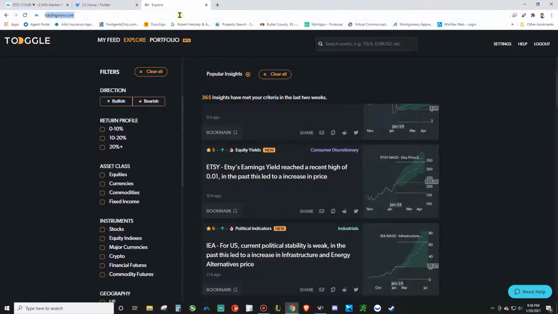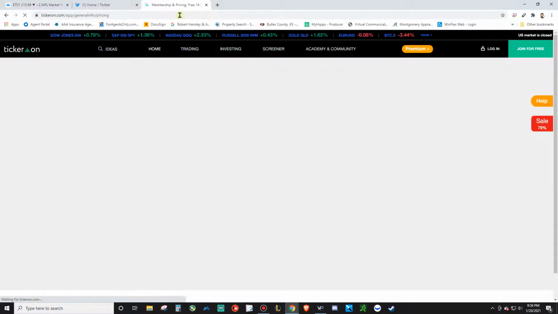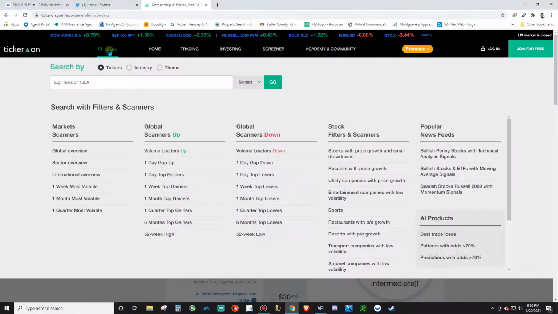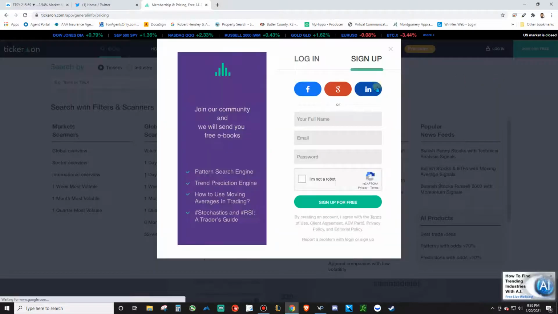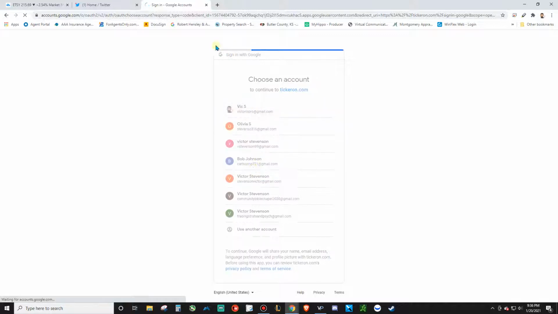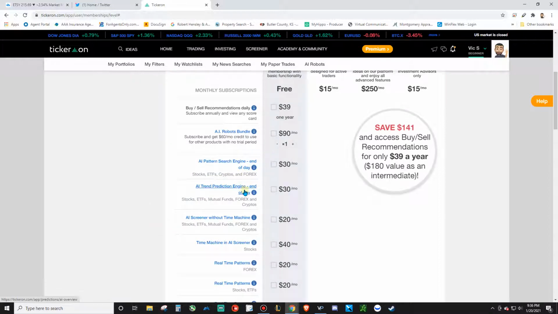The second one is Tickeron, which I just love this website for some reason. I just think it's so cool. So I use the free version. I mean, you can mess around and you can mess around with it and pay for, you know, I'll show you some of the stuff here. Let's see if I can just log in here real quick. I think I log in with my Google account here. Okay, so let me just show you.